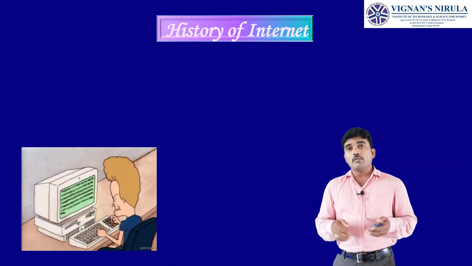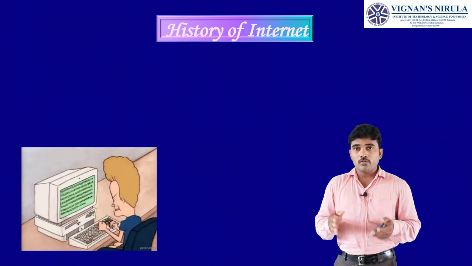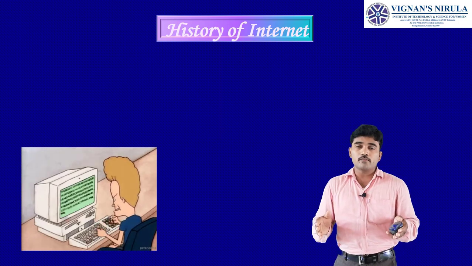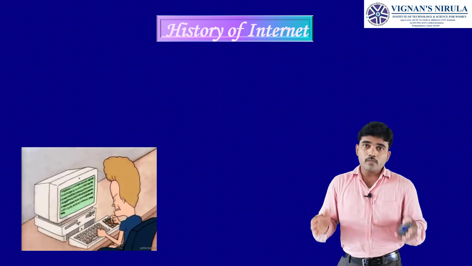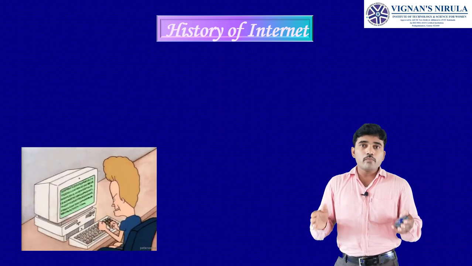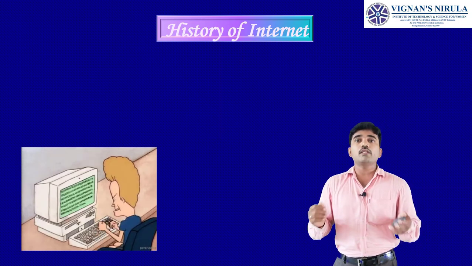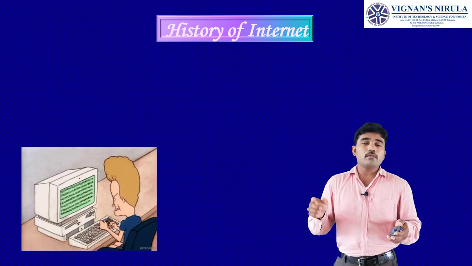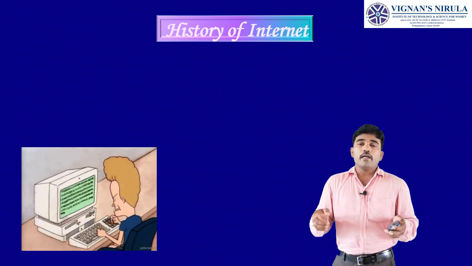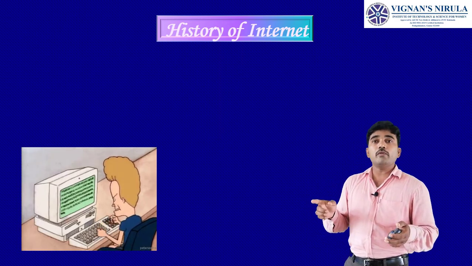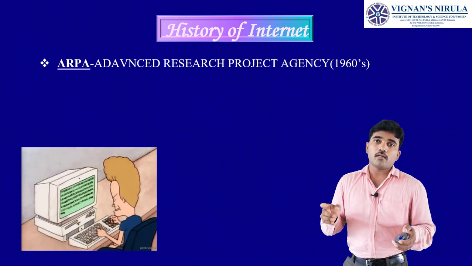What do you mean by robustness? Students, do you have any idea about robustness? Robustness means even if one computer fails, the network should continue its functionality. This type of network has robustness, and the first node of the network was developed in the year 1969.